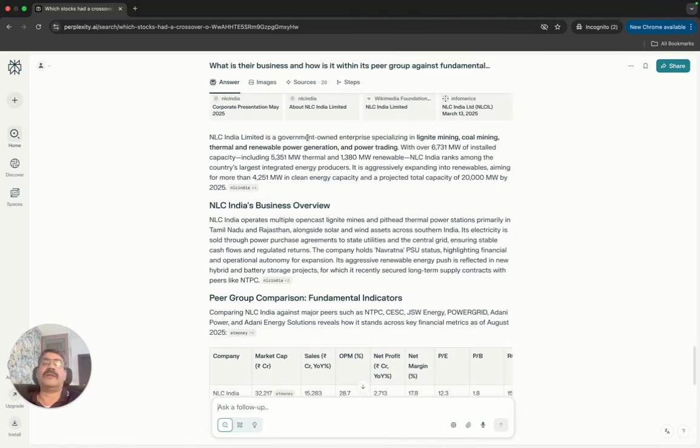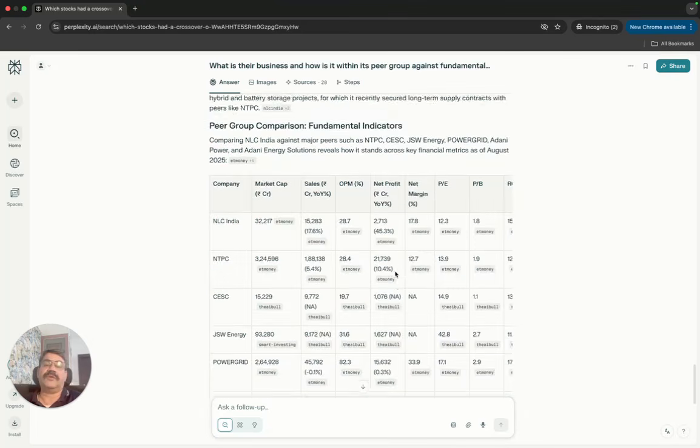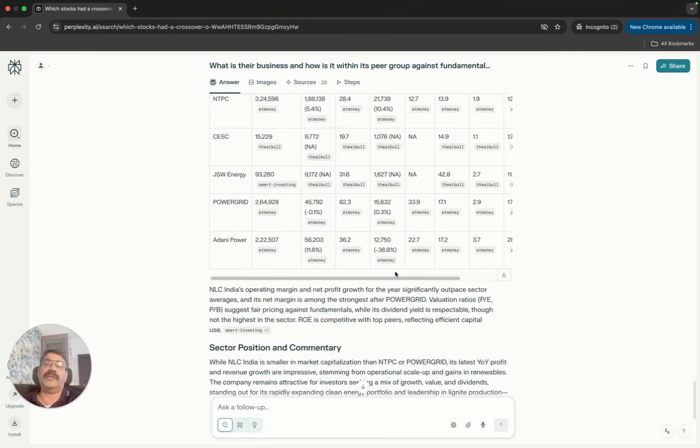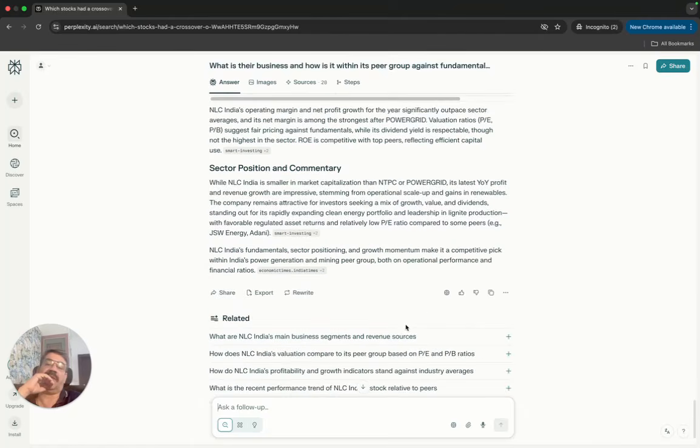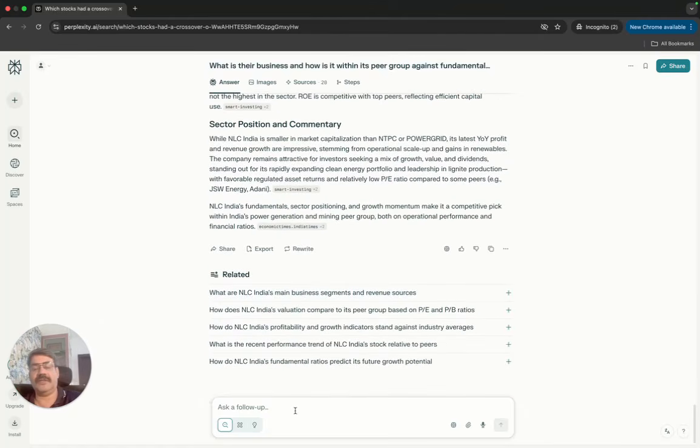So NLC is a government-owned enterprise specializing in lignite coal mining, thermal and renewable power generation and power trading. So power trading is also one of the key things, operates multiple open cast lignite mines. So you can get all the information that is needed. So if I have one more last question, on what is the dividend for NLC over the last few years, let's see what it is.